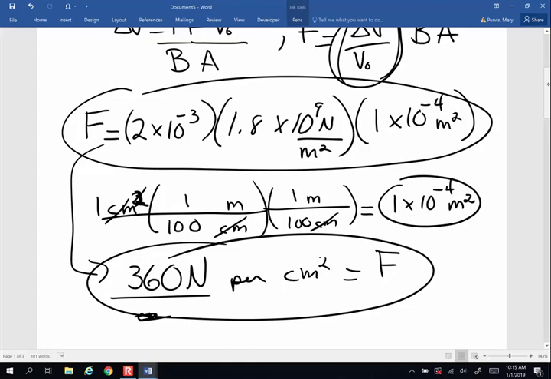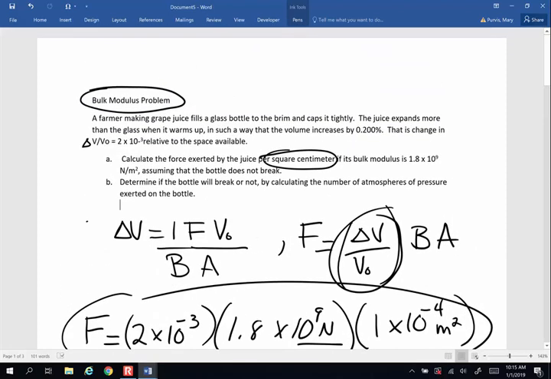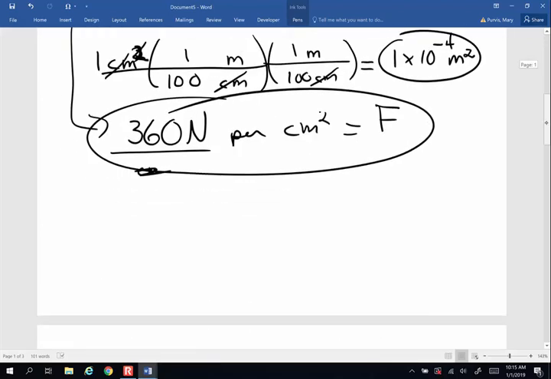Now the second half of the problem says this. They want us to make a prediction. Do we think the bottle's going to break? And I don't know if the bottle's going to break, so how do we figure that out? We're going to calculate the pressure by converting it to atmospheres. And so this is how this works.